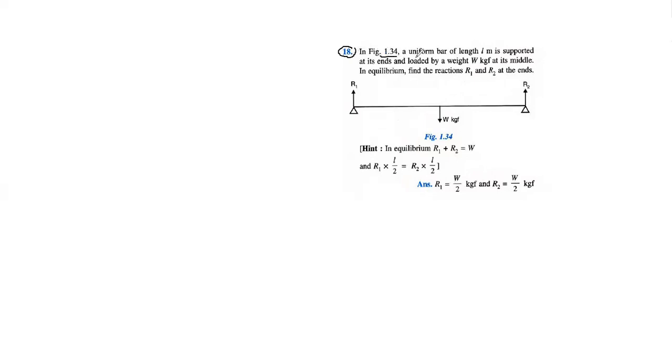It says in figure 1.34, a uniform bar of length L meter is supported at its end and loaded by a weight W kgf at its middle. As it is in the middle and this whole is L, this would be L by 2 and this would be L by 2, right? In equilibrium, find the reaction R1 and R2. We know R1 plus R2, as they are in the upward direction, would be equivalent to the weight because it is in the downward direction. We also know that clockwise moment equals anti-clockwise moment.